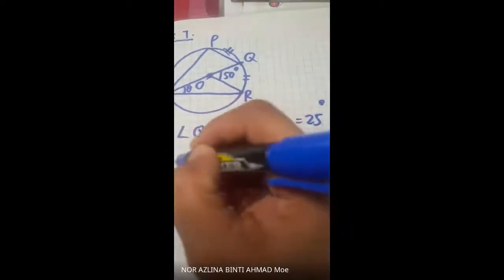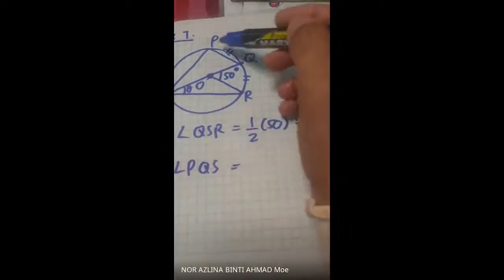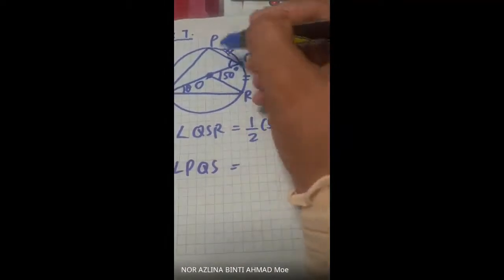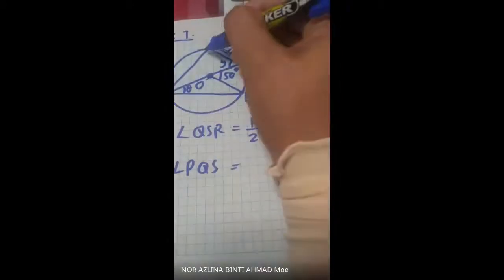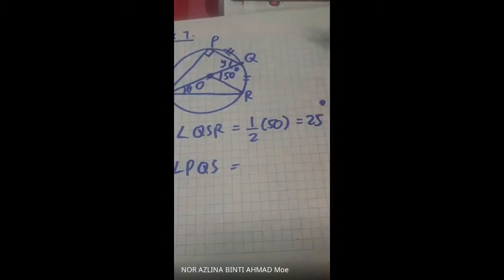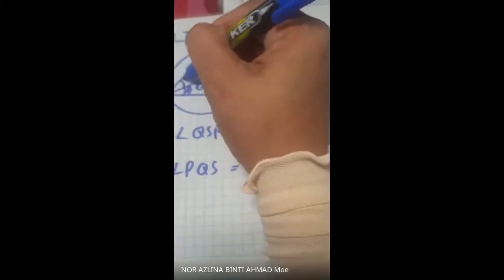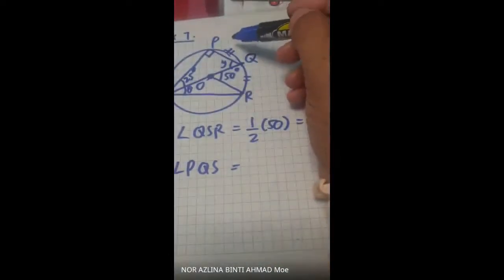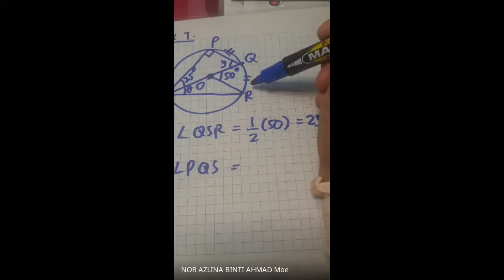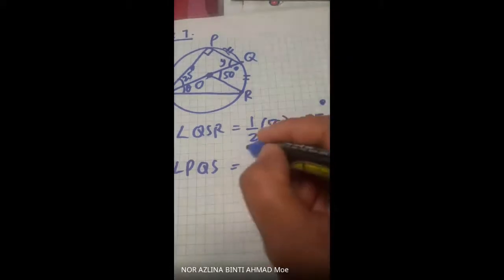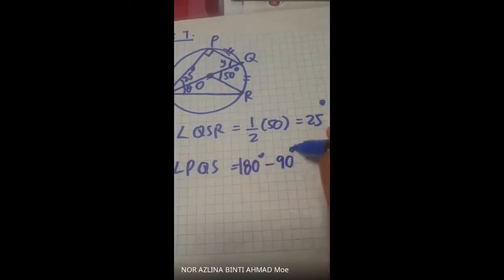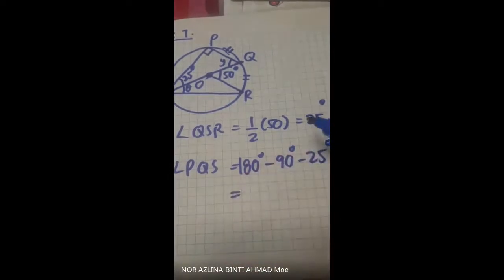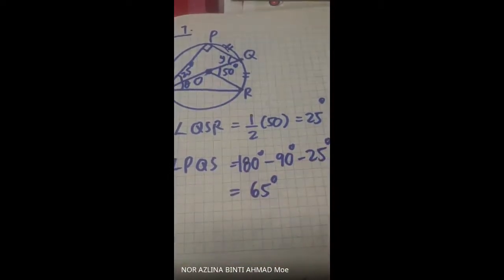For B, angle PQS, this angle. Okay, let's say here y. And this is a diameter, SQ is a diameter. So this is 90 degrees. If here is 25, here also 25. Why? Because the lengths are equal. So now to get angle PQS, 180 minus 90 minus 25. So you get 65 degrees. So, do you understand, class?